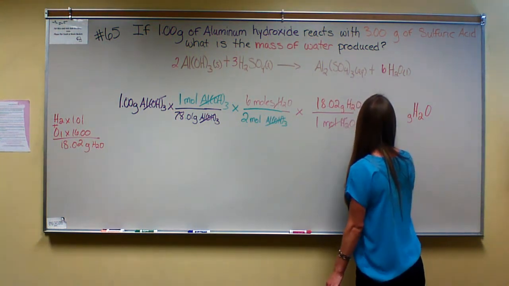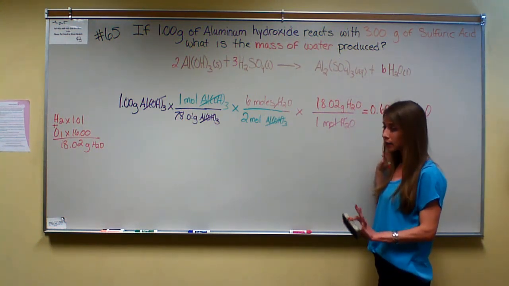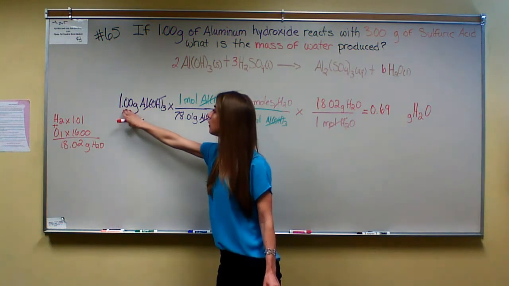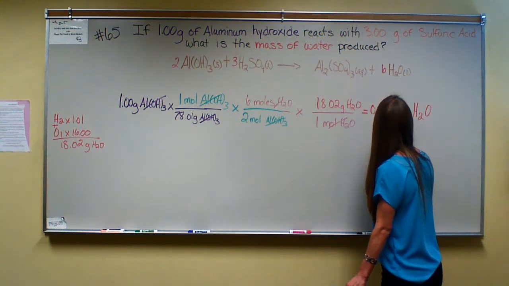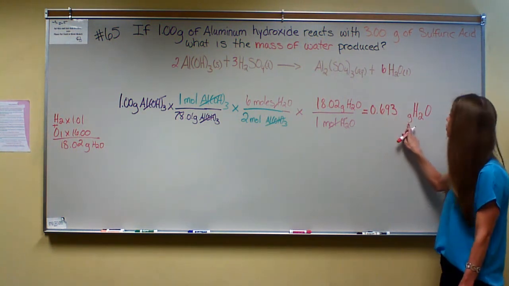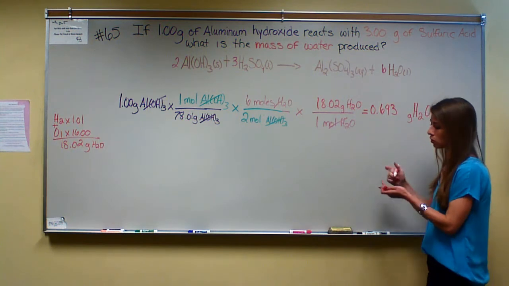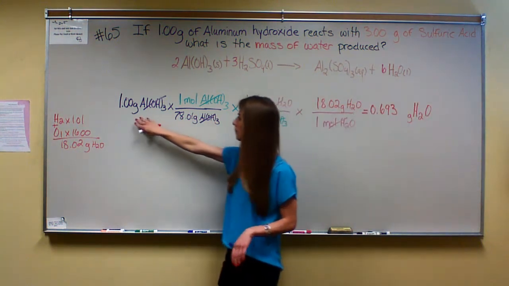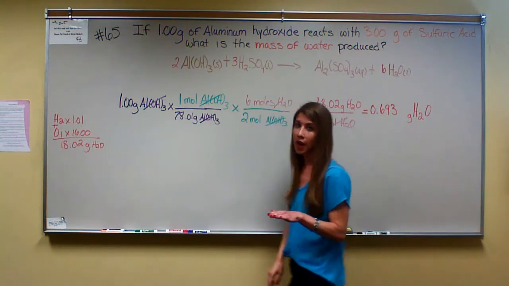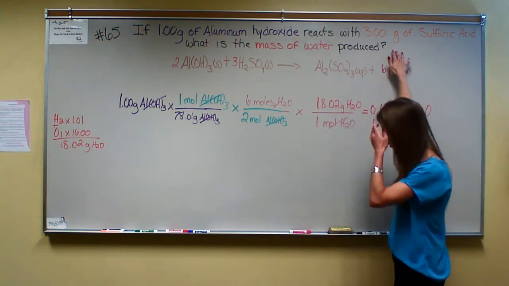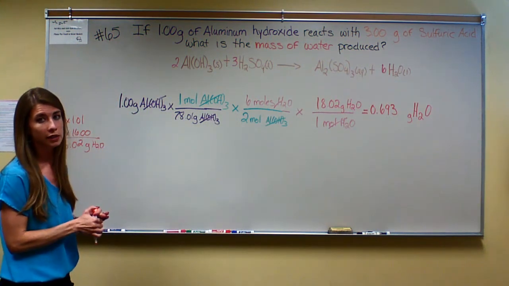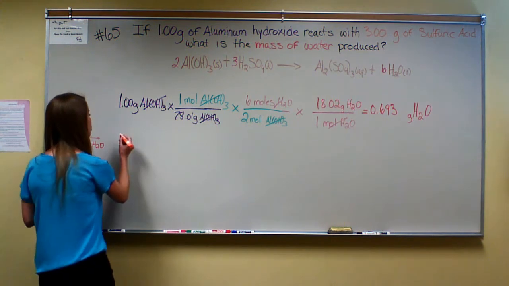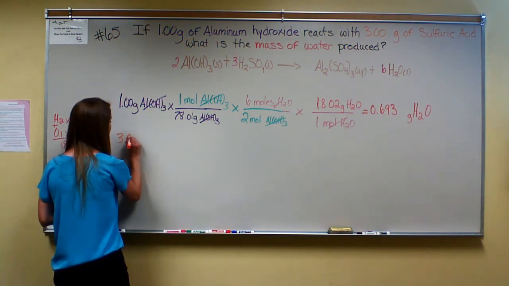Which gives us 0.6929, but we have 3 significant figures to start off with, so we're going to round that 9 up and give us 0.693 grams of water is produced from 1 gram of aluminum hydroxide. We're only halfway done. We need to calculate how much water 3 grams of sulfuric acid will produce. So we're just going to repeat the same steps with different numbers.